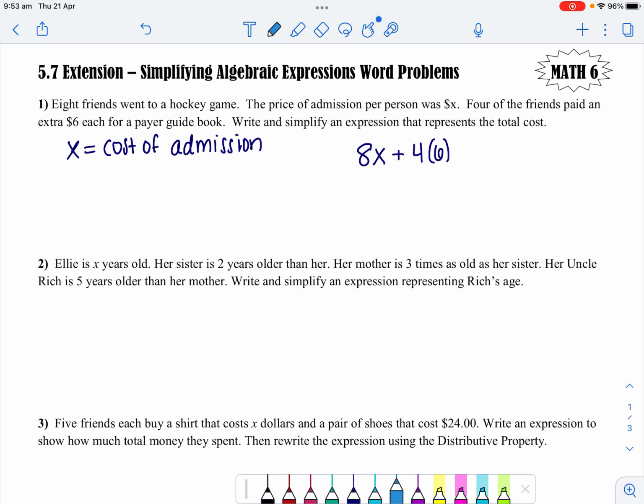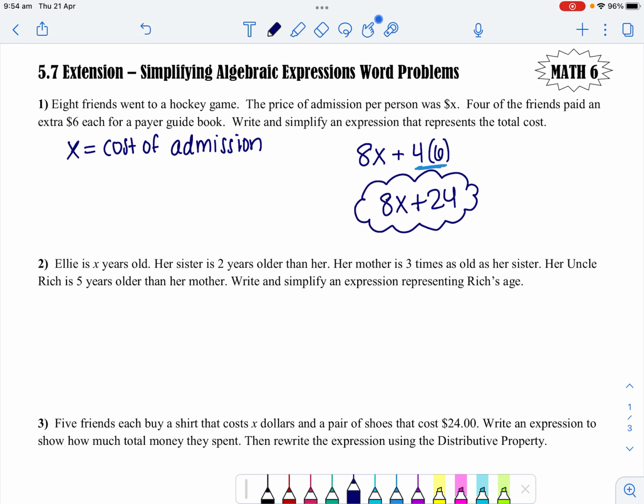And then to simplify my expression, I am going to do this multiplication right here. So this is going to be 8x plus 24. And that's going to be my final expression for the cost of going to this hockey game for all 8 people. Because 8 people bought tickets, but only 4 people bought the program or the guidebook.